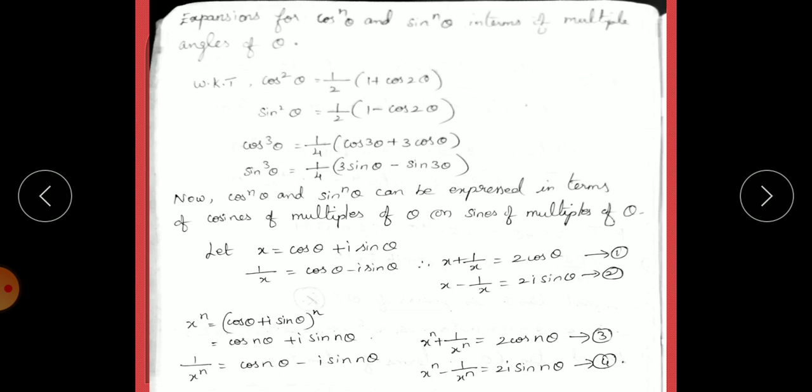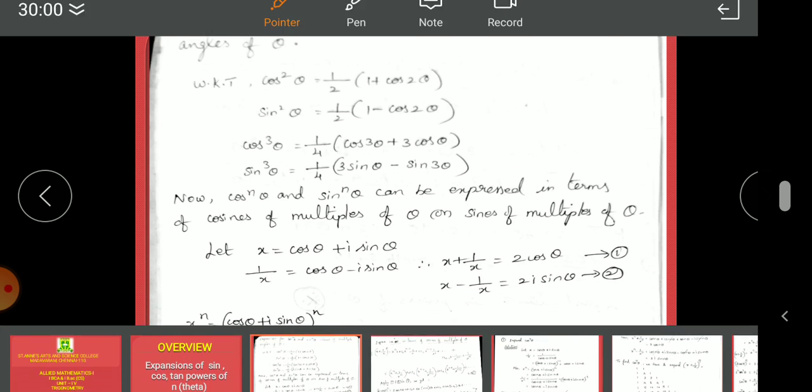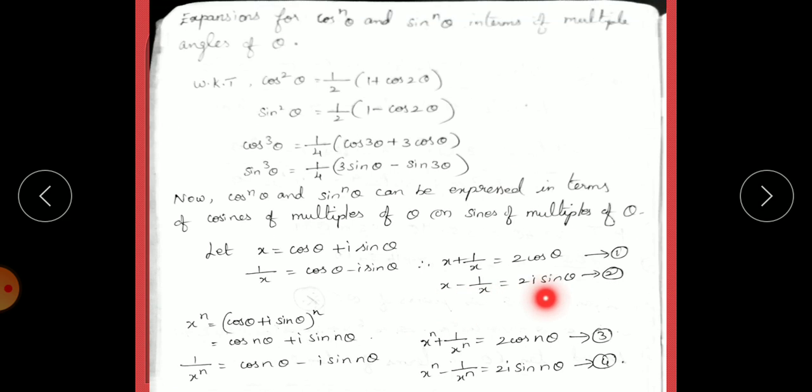Now cos^n theta and sin^n theta can be expressed in terms of the cosines of multiples of theta or sines of multiples of theta. Let x equal cos theta plus i sin theta. Therefore 1 by x is 1 divided by that term, that is, the minus will come: cos theta minus i sin theta. Likewise x plus 1 by x, if you add the two terms, you will get 2 cos theta, and if you subtract the two terms you will get 2i sin theta.